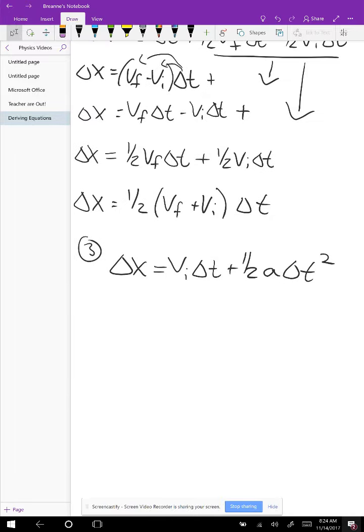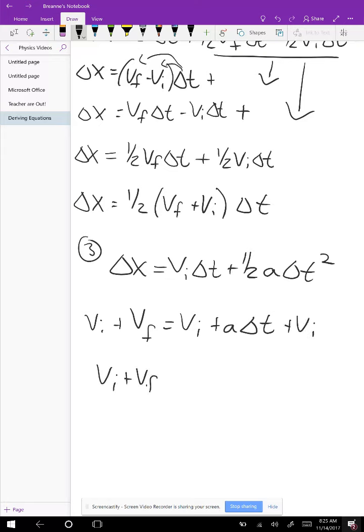So we start out with our first equation, which is v final equals v initial plus a delta t. And remember, what we do to one side, we want to do to the other. So if we end up adding v initial to both sides, you end up getting v initial plus your v final equals, well, we have 2 of those now, 2 v initial plus a delta t.